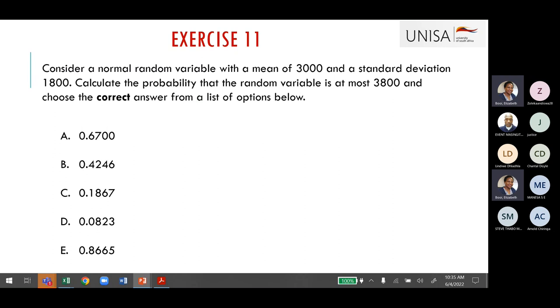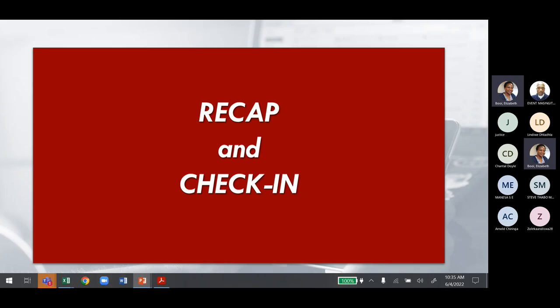And then the last one also is asking you to calculate the probability of at most. Remember, at most, at least, at most is less than or equal, but you can just use the less than and then calculate the probability. And that is everything you needed to know about continuous normal distribution probabilities or probability distributions.